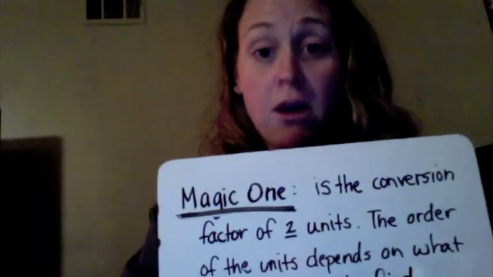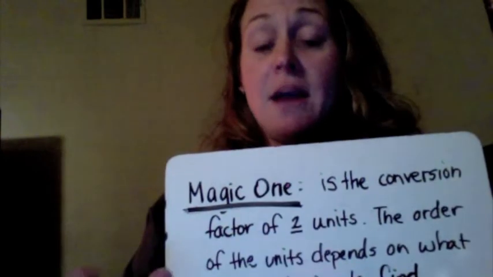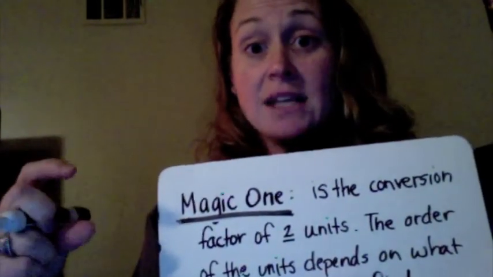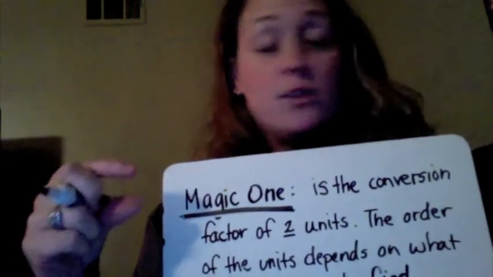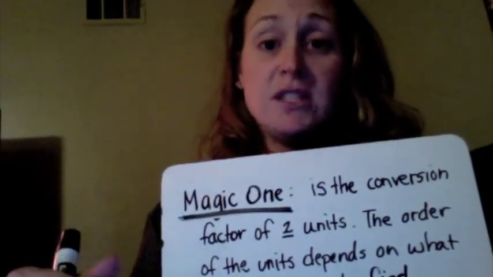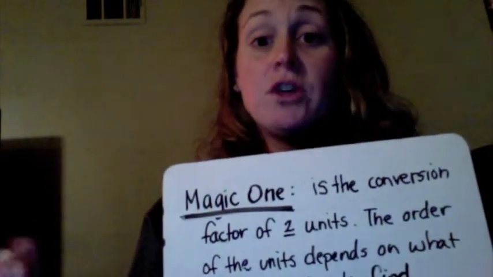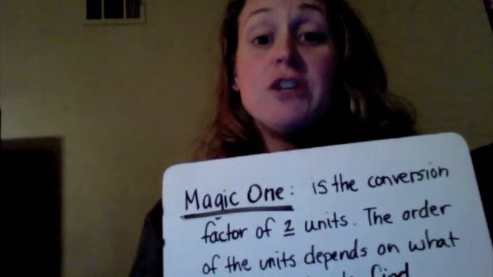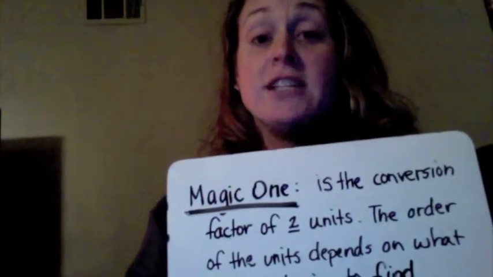If at any point during this video you need to stop, simply touch the space bar to copy down this definition. You're going to copy it in the box on the note guide that you received. And if you didn't get a note guide, you're going to simply write this down on the piece of paper that you have. Where it says Magic 1, write: it is the conversion factor of 2 units. The order of the units depends on what you are trying to find.